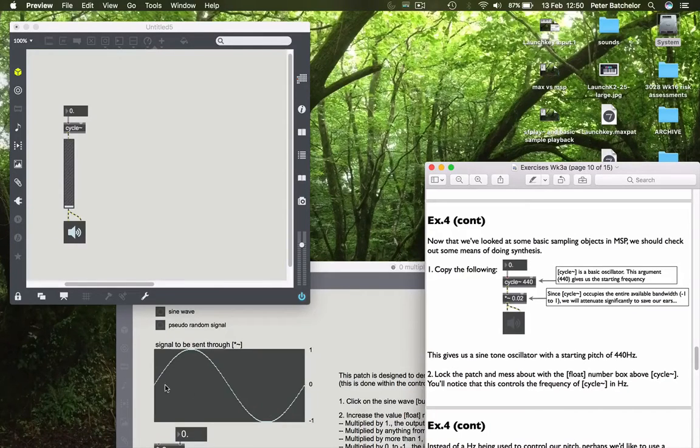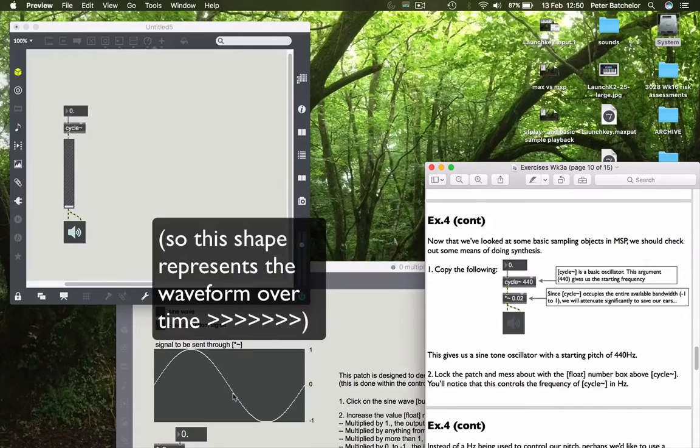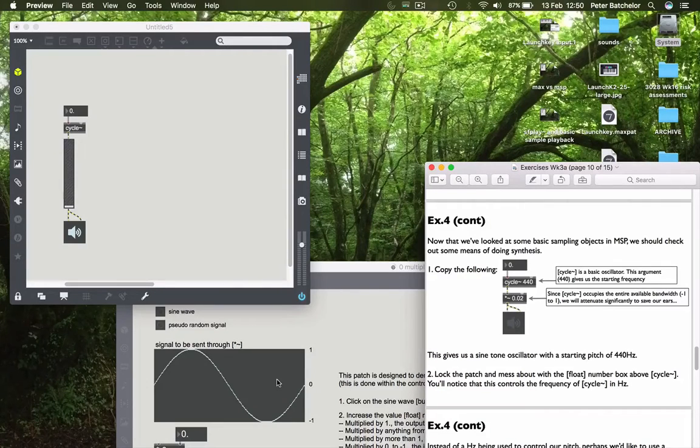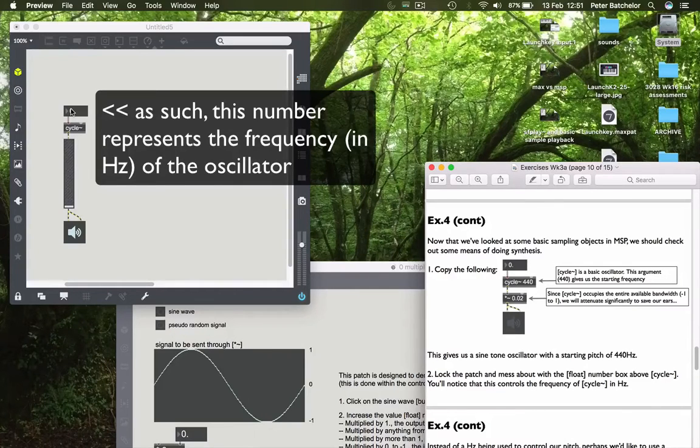And you can see this is emulating the movement over time of your speaker cone, pushing outwards at this point, and then coming back through its rest point, back to a pulled back position, and then back to a rest point. And if you do that quickly enough, then it yields a sound. So we will make it read through, so it cycles through this shape repeatedly. And we can specify the number of times it cycles through this shape per second by sending it a number from this float number box.